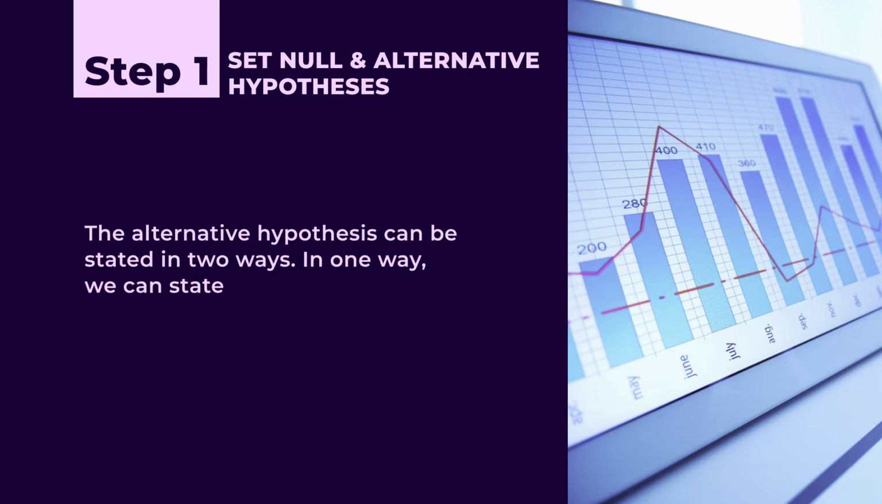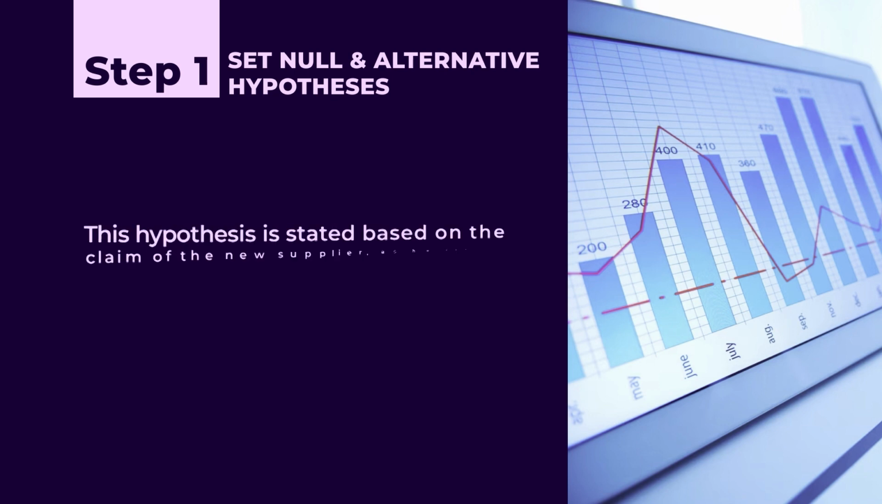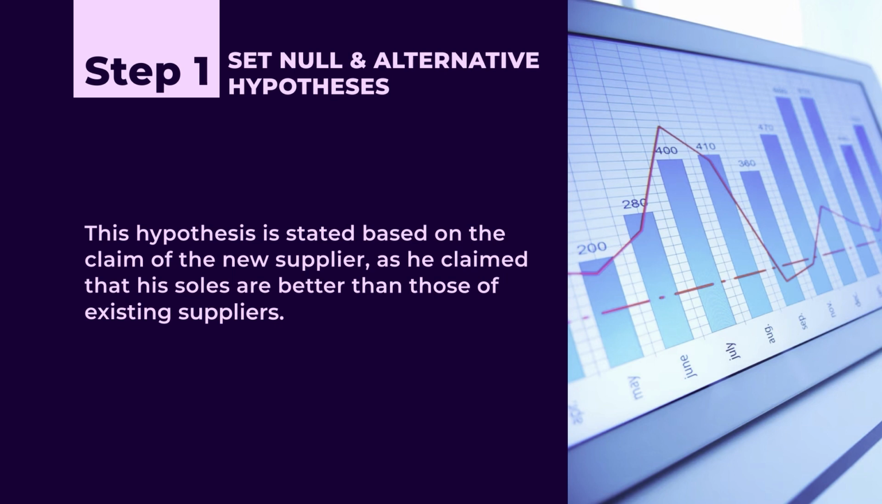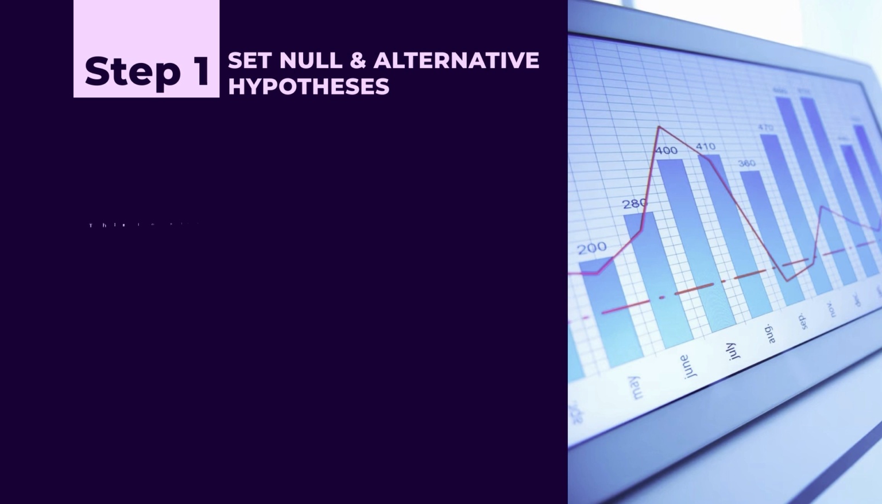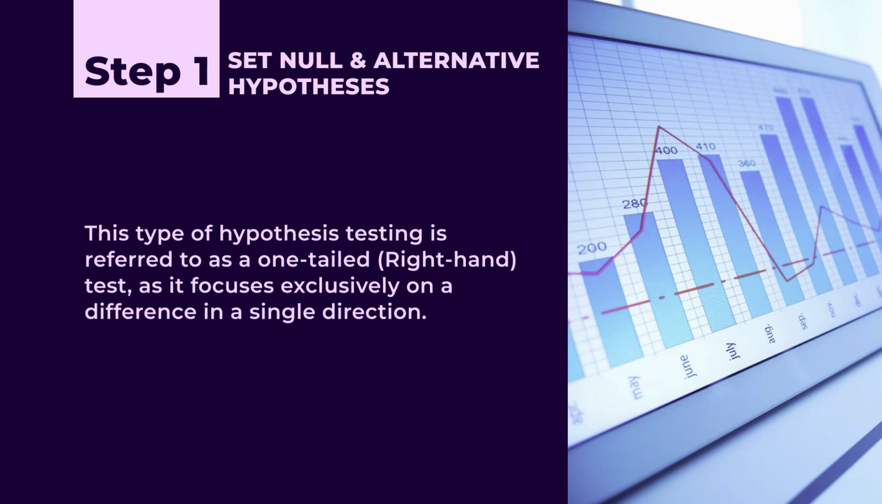The alternative hypothesis can be stated in two ways. In one way, we can state as the hardness of the sole of a new supplier is greater than that of existing supplier. This hypothesis is stated based on the claim of the new supplier, as he claimed that his soles are better than those of existing suppliers. This implies a complete absence of any possibility that the new soles might exhibit equal or inferior qualities in terms of hardness. This type of hypothesis testing is referred to as a one-tailed right-hand test, as it focuses exclusively on a difference in a single direction.